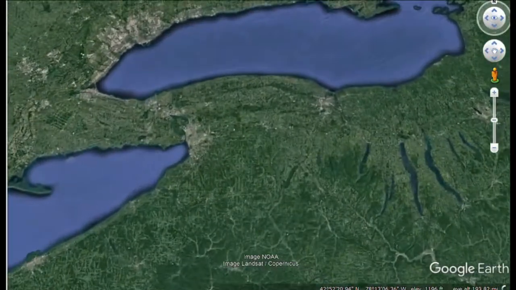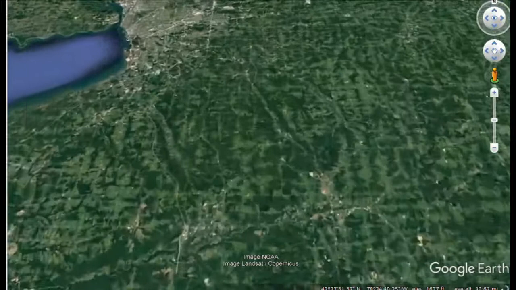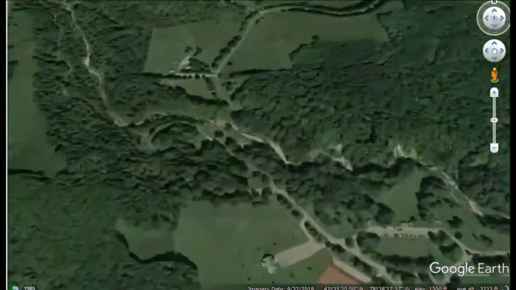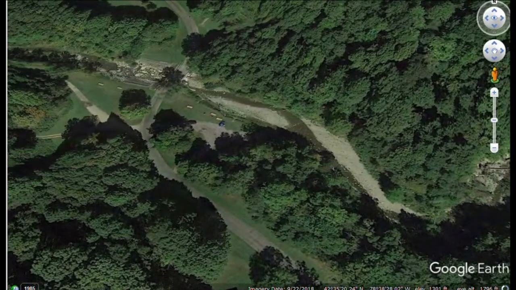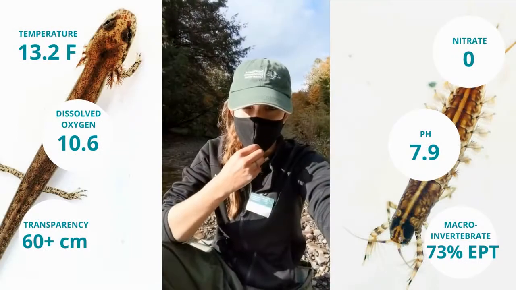Let's start at Spraguebrook County Park near the headwaters of Cazenovia Creek. This was one of our last stops during the 2020 Day in the Life event. Today, we'll just look at the raw data. Tomorrow, we'll dive into the analysis of what it all means.